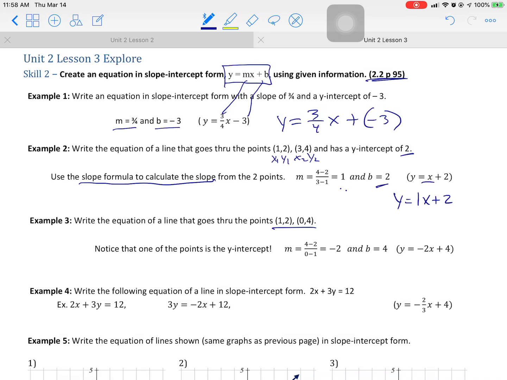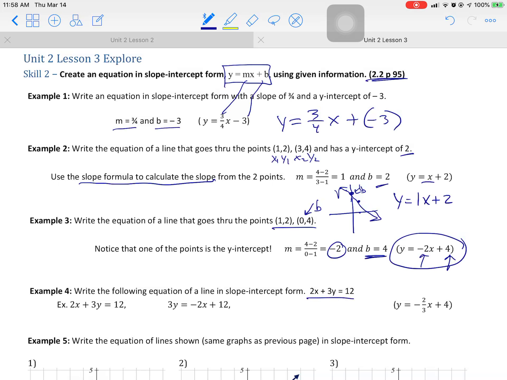Do that again with these two, and apparently the slope comes out to a -2, and it doesn't say anything about the y-intercept anywhere, but hopefully you recognize that 0, 4 is the y-intercept. Think about that. 1, 2, and then 0, 4 would be up here. There's my line. That's my B. That's my y-intercept. So you have to recognize that. So that way you can just put it right there. Okay, there's my slope. There's my B. Okay.